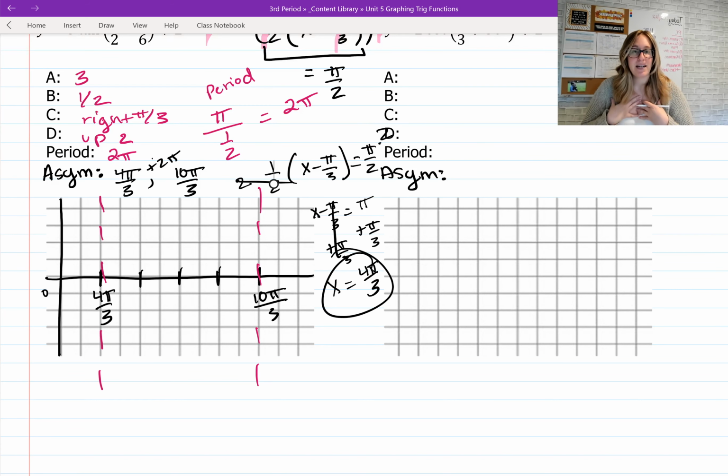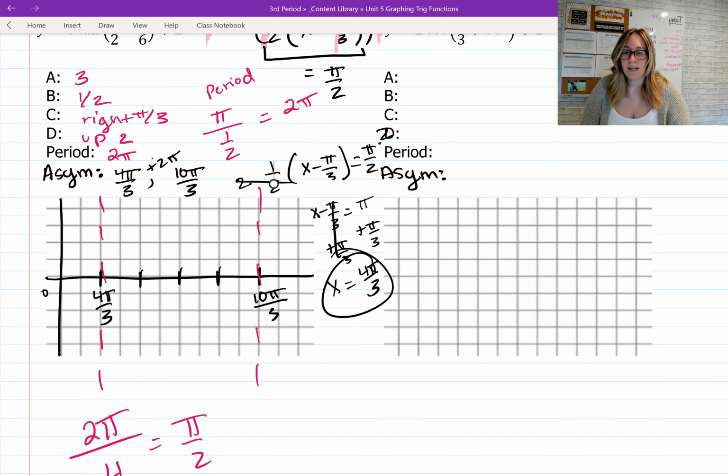I like taking the period and dividing it by 4, so that's what I'm going to do. I take my period of 2 pi divided by 4, which simplifies to pi over 2. To go from 4 pi over 3 to the next point, I'm just going to add pi over 2. So I take 4/3, I add 1/2. That gives me 11 pi over 6.